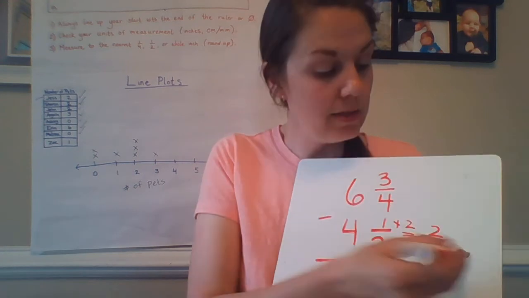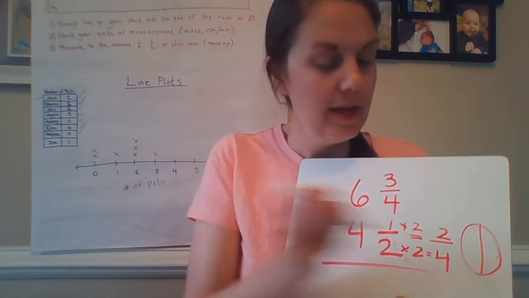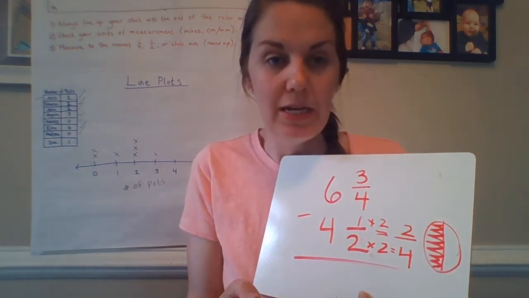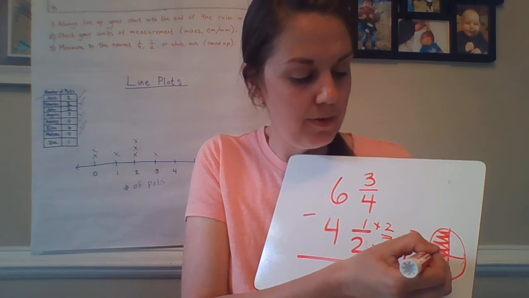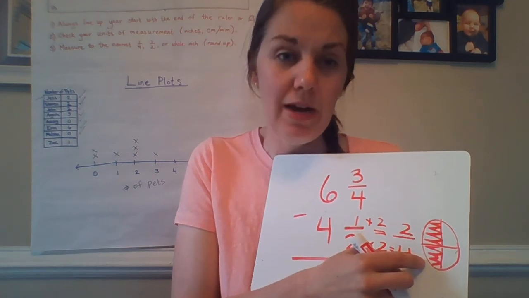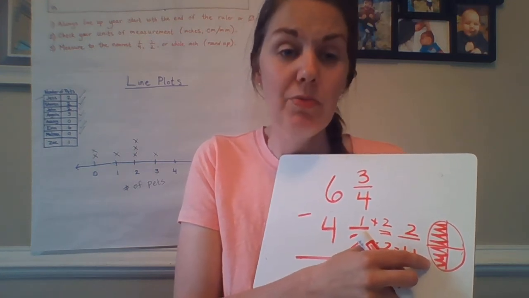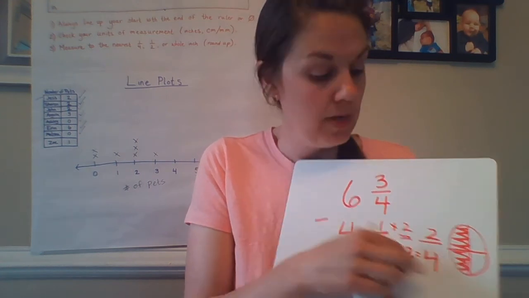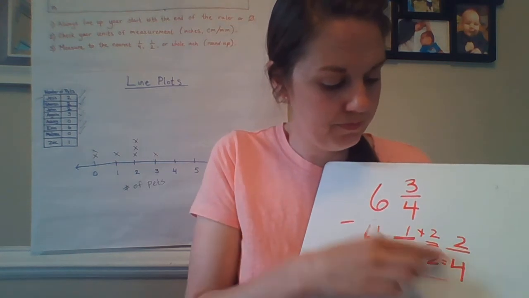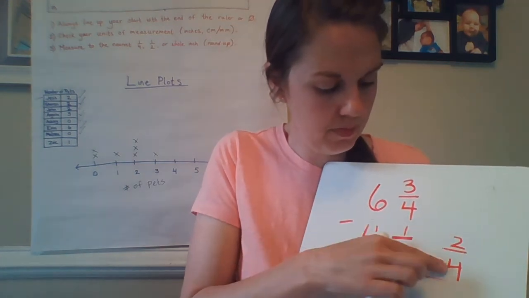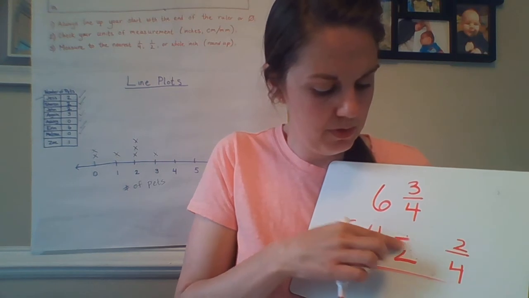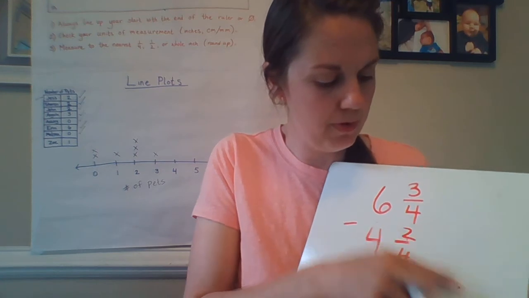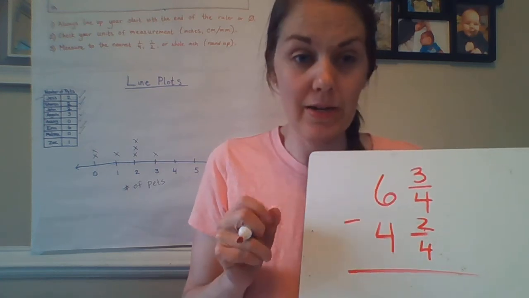Now we can double check this by thinking about our pie graph. If I have halves, I have 1/2 shaded in. If I then split it into fourths, how many fourths would I have? I would have 2/4 that correspond with 1/2. Those are equivalent fractions. Same value, different numbers. So instead of 4 1/2, I now have 4 2/4, because that is an equivalent fraction. And now I can subtract.